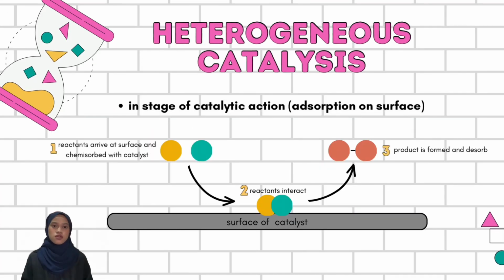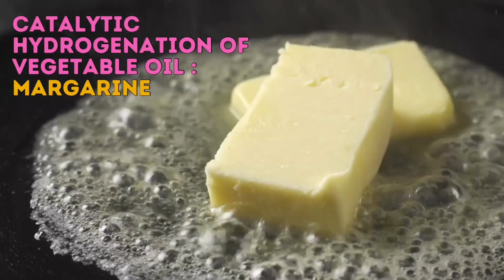Heterogeneous catalysts do not undergo absorption. Instead, the reaction only occurs on the metal catalyst surface via chemically adsorbed chemisorption. The basic phenomena start with the reactants arriving at the surface and chemisorbing with the metal surface. Next, the reactants interact and form product and desorb from the catalyst to the suitable phases.